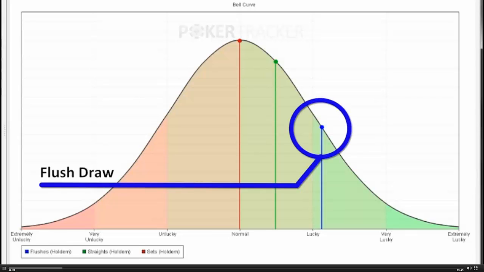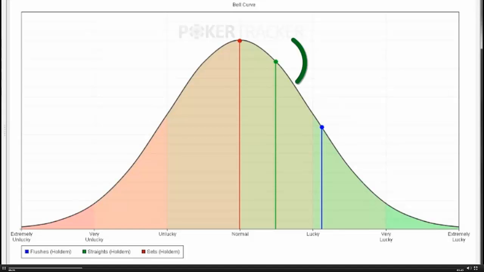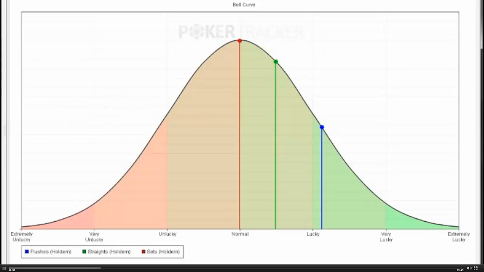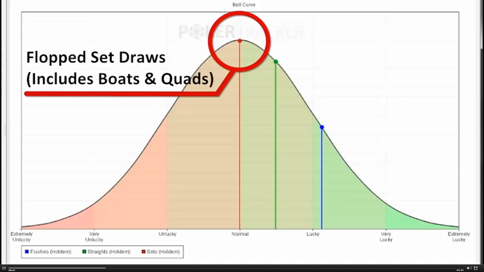The blue dot represents the frequency that the active player has turned or rivered flushes when the player had a flush draw on the prior street. The green dot displays the frequency that the active player has turned or rivered straights when they had a straight draw on a prior street. The red dot displays the frequency that the active player held a pocket pair and then flopped a set.